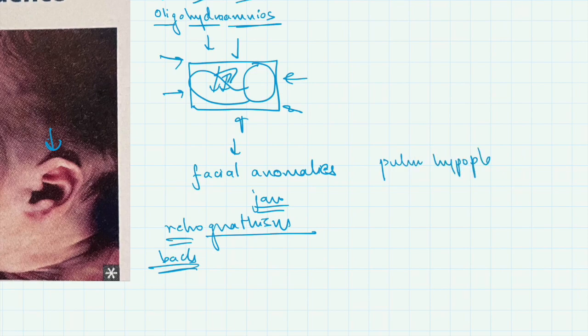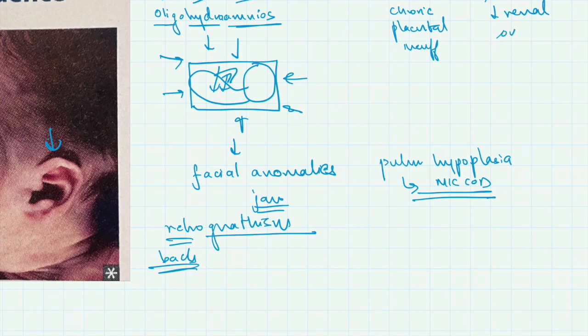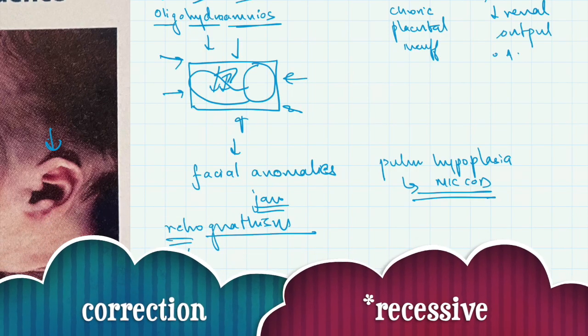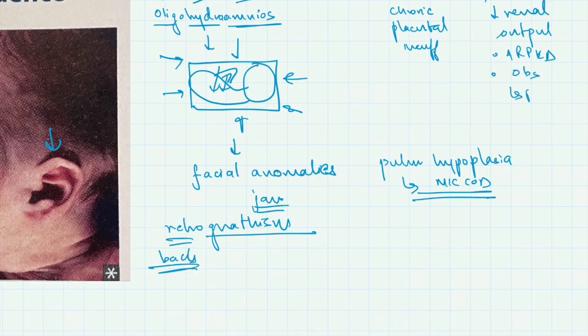And remember, pulmonary hypoplasia would be the most common cause of death in a baby that is suffering from this Potter sequence. Now, the causes for Potter sequence can either be a chronic placental insufficiency, or it can be due to a decreased renal output in conditions like autosomal recessive polycystic kidney disease, right? Obstructive pathologies like PUJ obstruction that we just discussed, and renal agenesis.